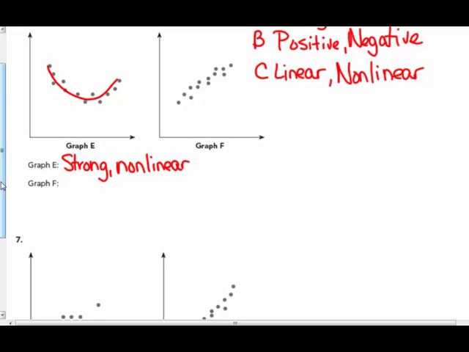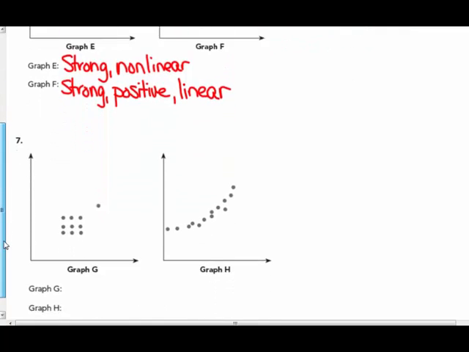Graph F, I would say that this looks like it's a strong positive linear. Strong association, they're clustered together. That's strong. Positive, they are rising across the graph. And they do appear to be going kind of in a line, so linear. So it has all three of those. Strong, positive, and linear. Let's look at number 7.